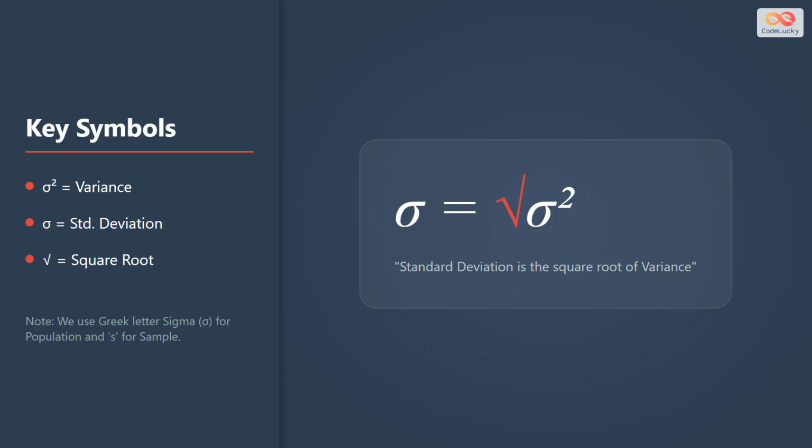Here is the relationship in its purest mathematical form. Sigma, the standard deviation, equals the square root of sigma squared, the variance. It is a direct link. If you have the variance, you are just one button press on your calculator away from the standard deviation. This simple operation restores the scale of your data.